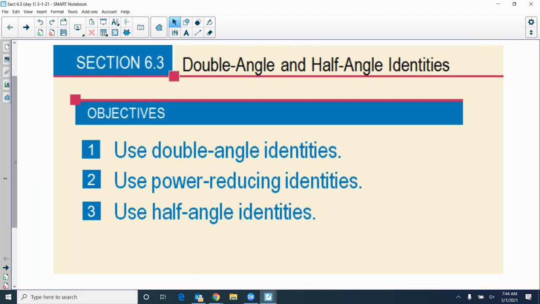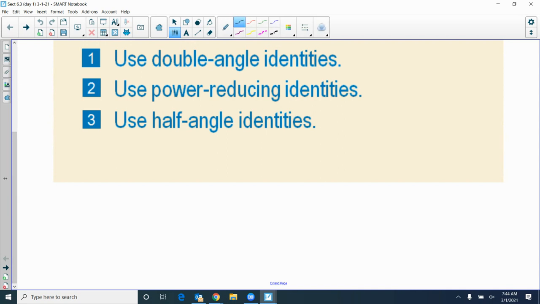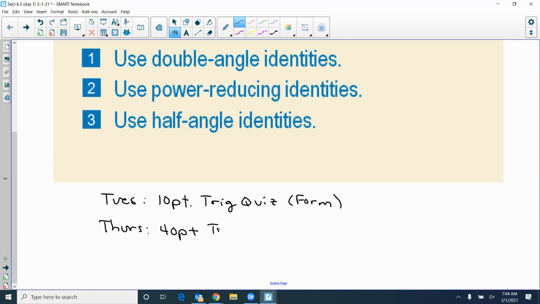A couple things here, plan wise. Tomorrow, Tuesday, we're going to do one of those 10-point trig quizzes, and that's going to be formative. And then Thursday, we're going to do the big one. It's going to be a 40-point trig quiz, summative. It's just going to be the same type, except there'll be 20 questions. Sine of pi over 2, cosine of 330, all that stuff. So, 40-point trig quiz, summative.